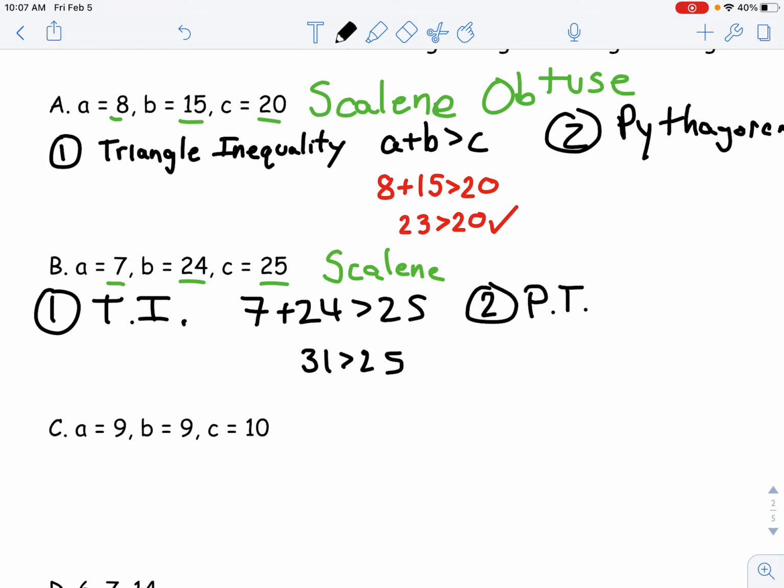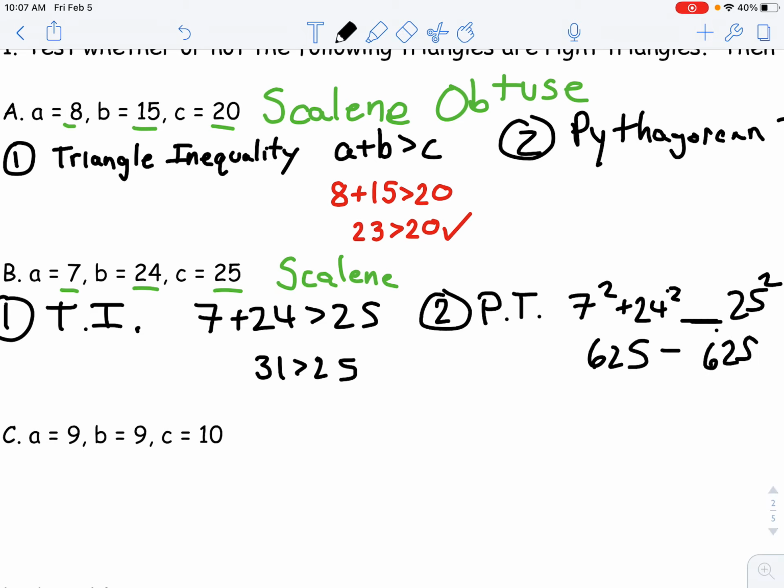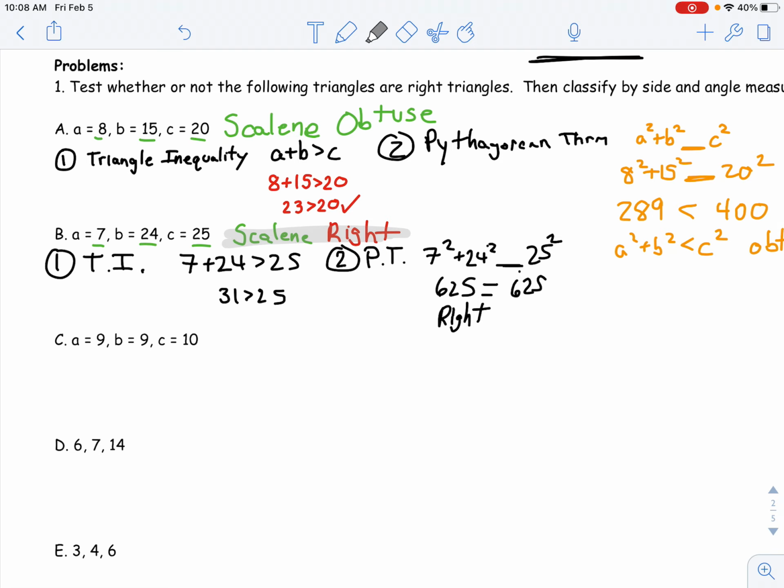So TI, triangle inequality, PT, Pythagorean theorem. 7 squared plus 24 squared equals, or no, remember I like to leave it blank, blank 25 squared. Don't forget the squared. 7 squared plus 24 squared is 625. 25 squared, OMG people, is 625. So this is a Pythagorean triple. These whole numbers worked. So since the Pythagorean theorem worked, it's a right triangle. So it's a right scalene, scalene right, however you want to phrase it.